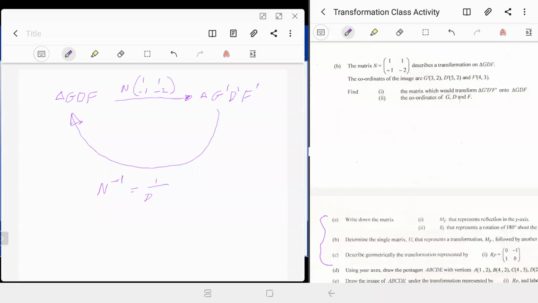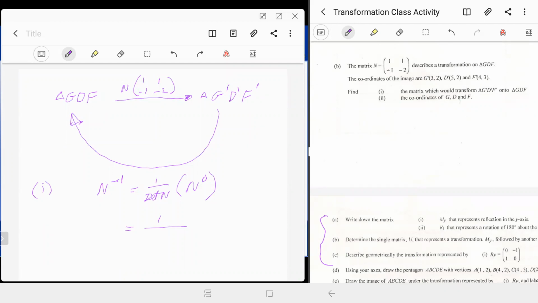1 over the determinant of N times the adjoint of N. Calculate it in the normal way, N to the minus 1. So this is the answer for part 1. We want N to the minus 1, the matrix that will take us back. So we'll do it now. 1 over the determinant. What's the determinant? This product minus this product. The leading diagonal product minus the following diagonal product.